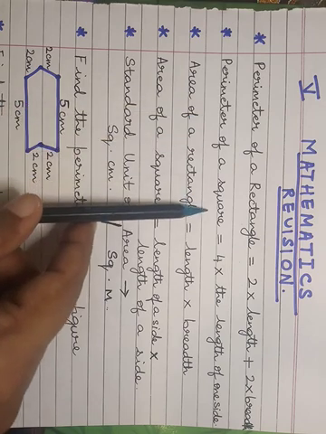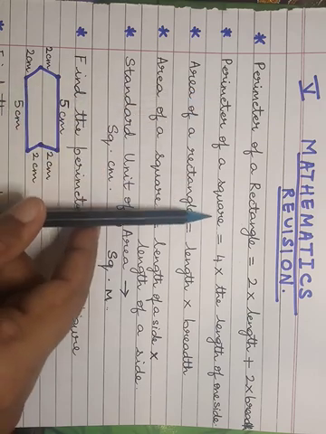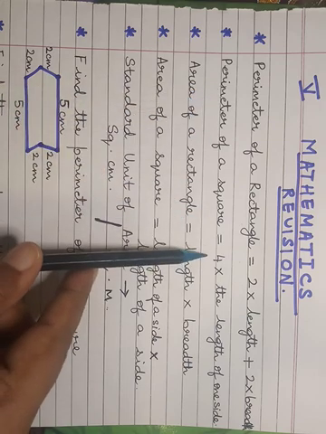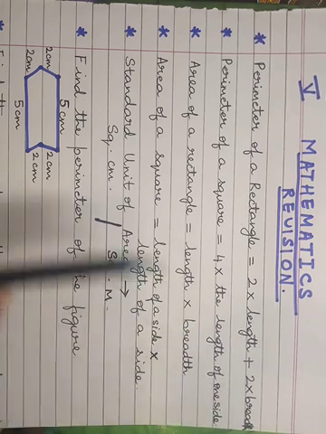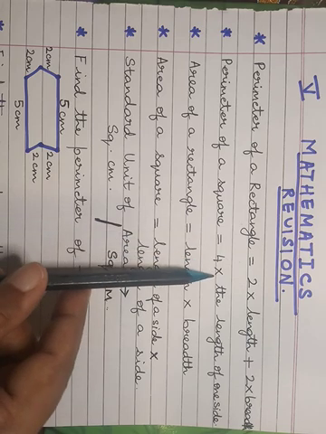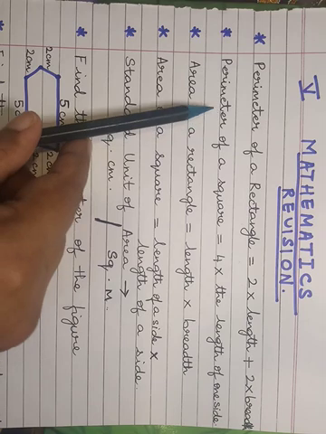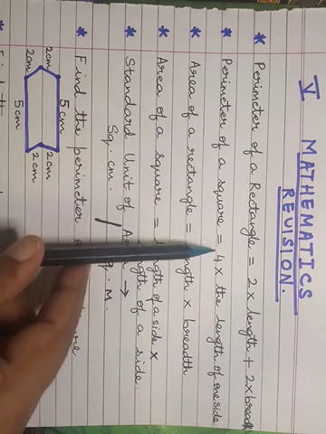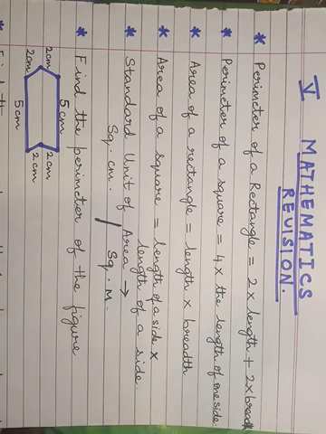Perimeter of a square. Let's find what is the perimeter of a square. Perimeter of a square is equal to 4 multiplied by the length of one side.